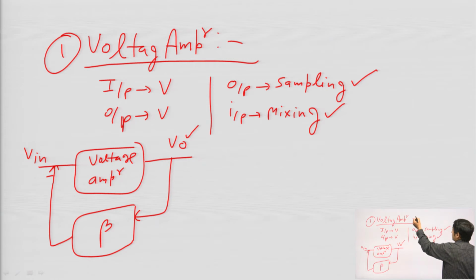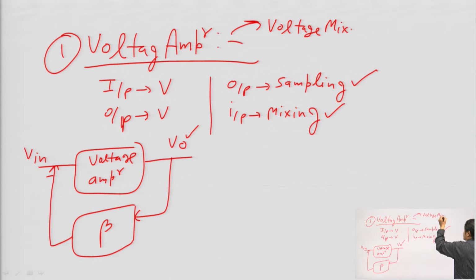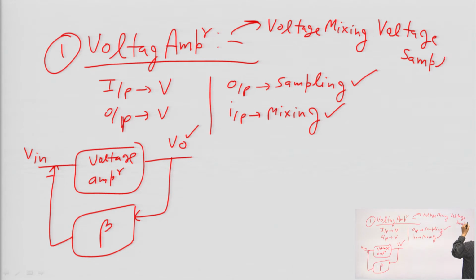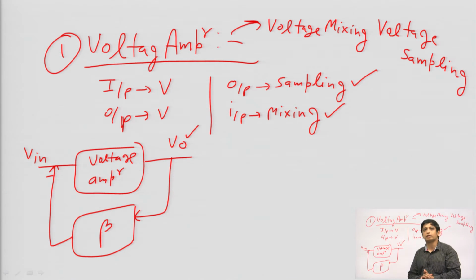So, this voltage amplifier is also called voltage mixing, voltage sampling. Similarly, if it is a current amplifier, then at the input there is a current, at the output there is a current. So, it will be current mixing, current sampling. You have to just understand one thing, at the input, at the output, it may be voltage, it may be current, but the term is same. At the output there is sampling, at the input there is a mixing. Why? Because from the output we are taking the sample of the output and we are just mixing at the input, fine. So, this voltage amplifier is also called voltage mixing, voltage sampling.